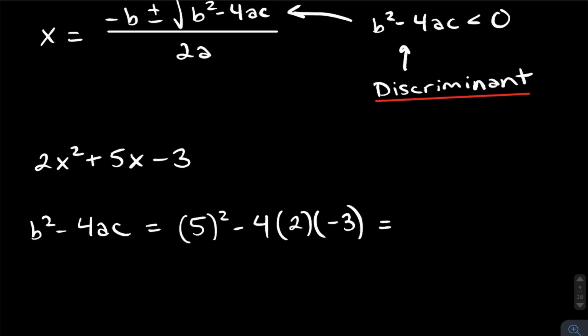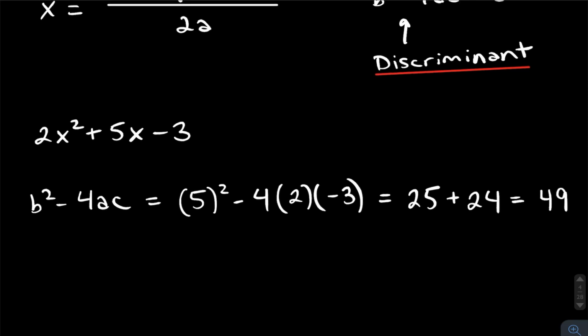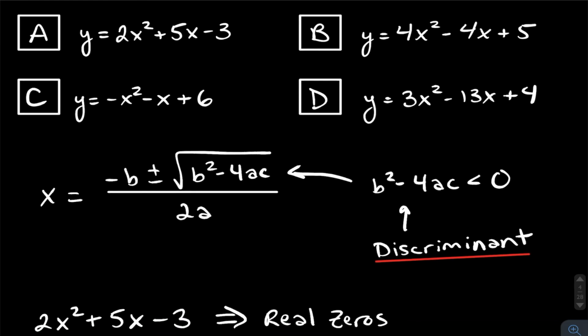And so now we're just going to say what 5 squared is, that's 25. And we get plus because there's a negative here, those will make a positive, and that's just going to be 8 times 3, which is 24. And so 24 plus 25 is 49, and that is not less than 0. And so for this, we're going to get real zeros. That means the parabola will cross the x-axis. Now let's try B, because obviously A is not our answer.